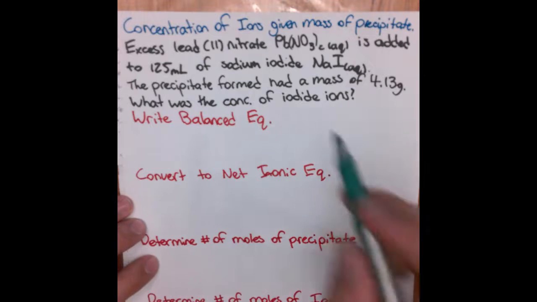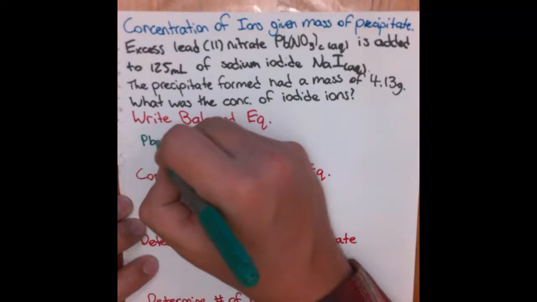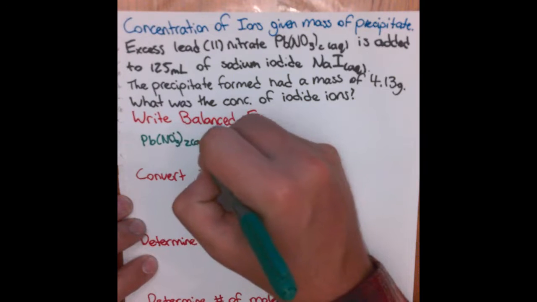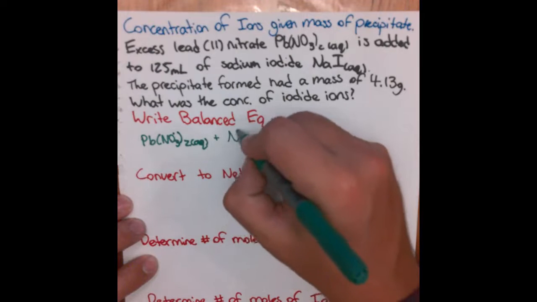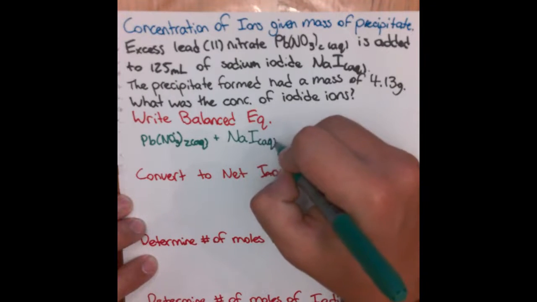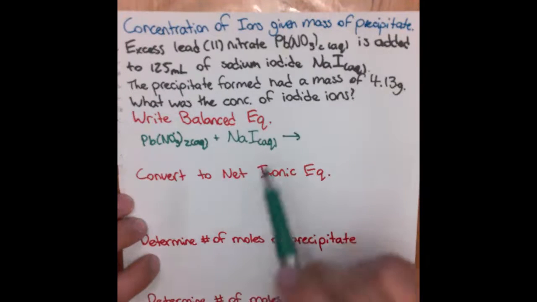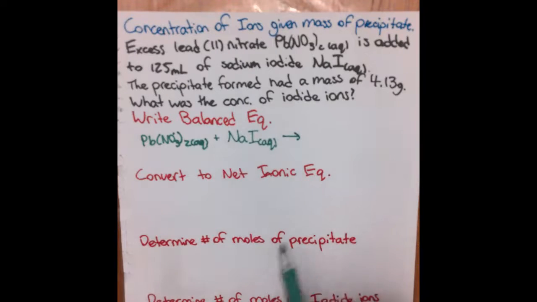So our balanced equation, right, we are going to have Pb(NO3)2 aqueous plus NaI, or sodium iodide, and that is going to produce, right, a precipitate. But we're not too sure what this precipitate is. So if you go to your solubility table, you will be able to determine what that precipitate is.